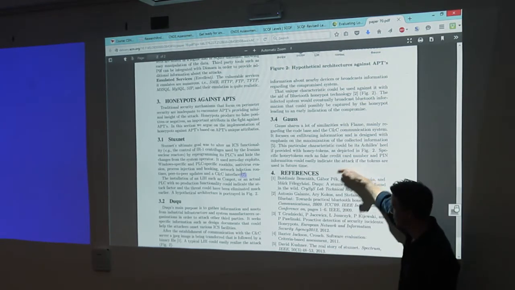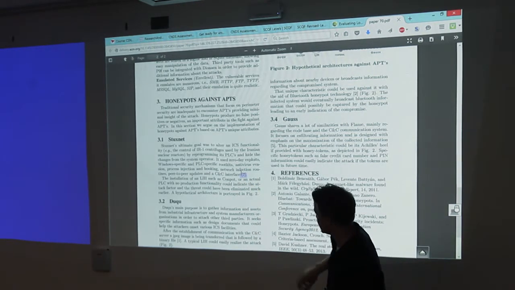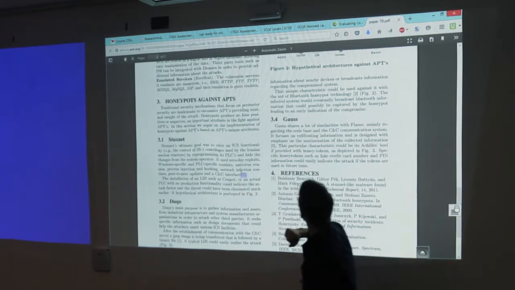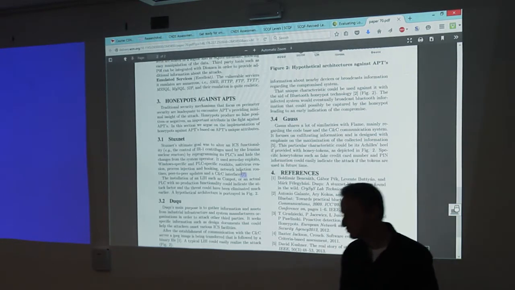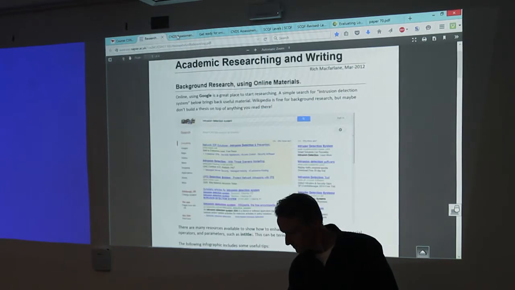So you're going to have a reference list at the end, and you're going to cite all your work. Again, that's not a fantastic example, but you can see they've cited where they've got these things from. Almost every paragraph there is cited with some sort of source.